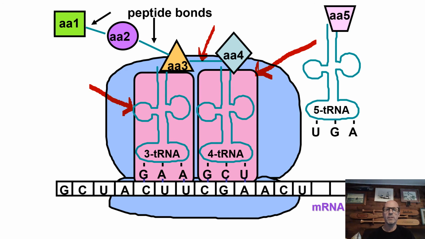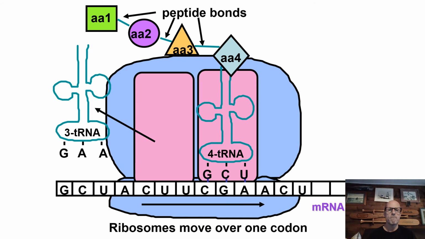Here comes the fifth one, the fifth transfer RNA, which is complementary to the messenger RNA, ACU, has the anticodon UGA, and the process continues. The third tRNA gets kicked out of the P site, and the growing peptide chain, or polypeptide chain, I should say, gets transferred to the transfer RNA that sits in the A site.